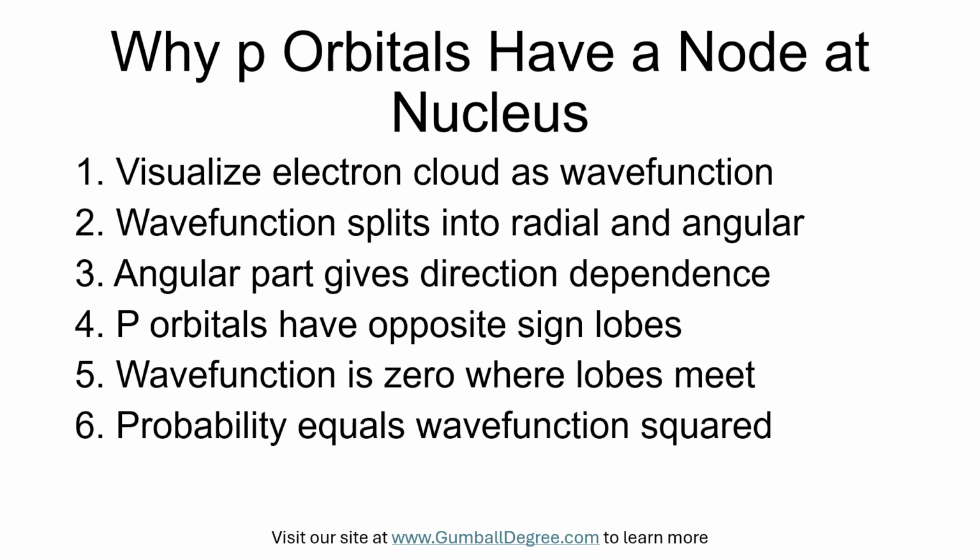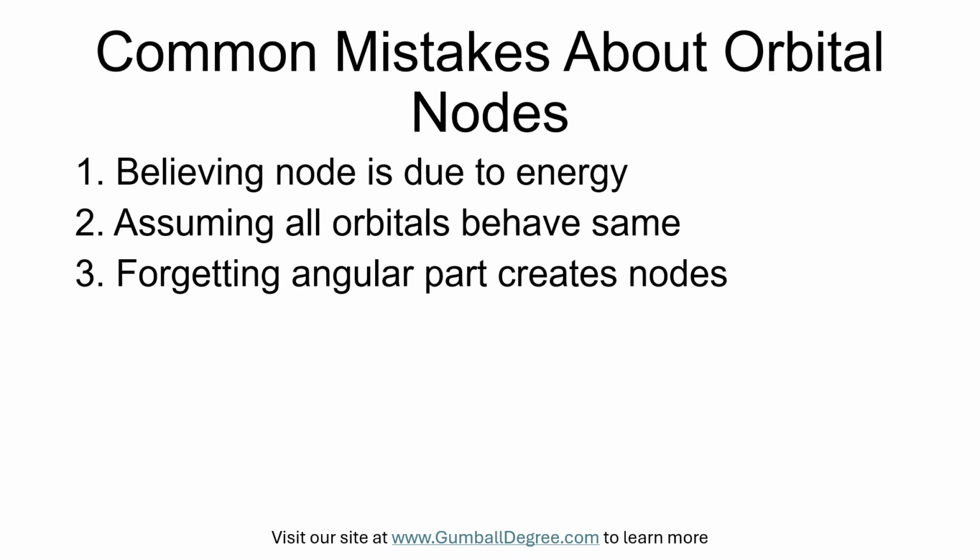The sign change of the angular part is what forces the wave function to pass through 0 at the center, independent of the radial shape. A common mistake is thinking the node exists because the electron cannot be at the nucleus for energy reasons. But the node is a feature of the shape of the wave function, not a statement about energy. And remembering that the angular part determines direction helps avoid that error.